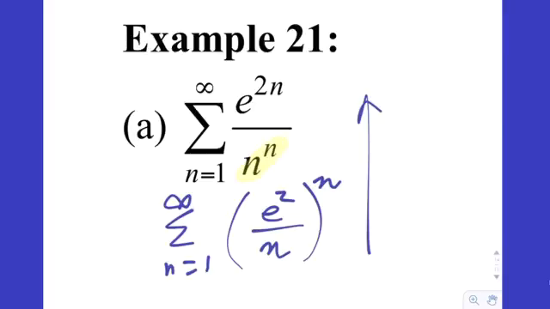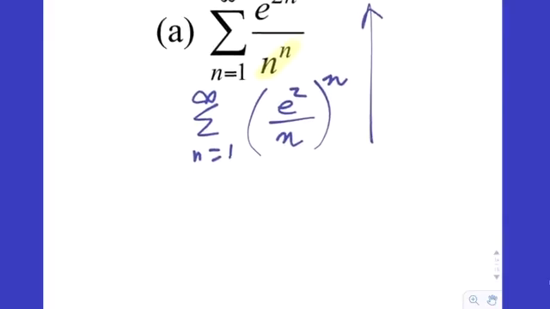So it would be e to the 2 times n and n to the nth power. So that's not geometric because you have a variable in there, but it is a power of n. So here's where the root test would be helpful.